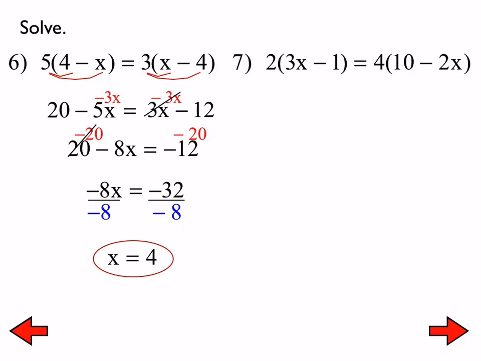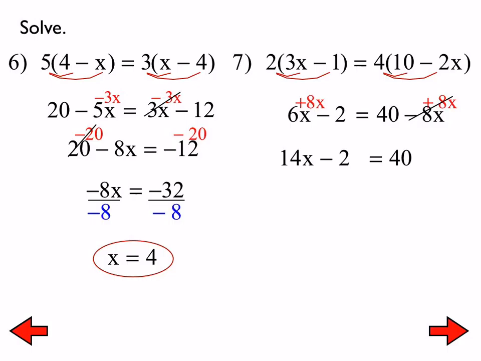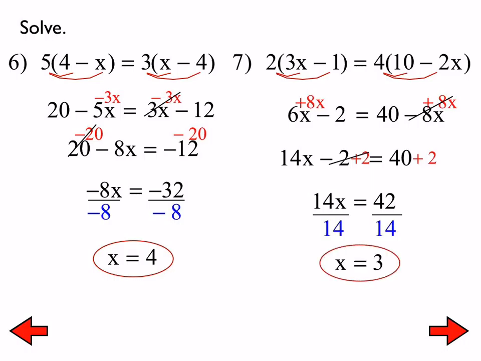Number 7, after you distribute, we have 6x minus 2 equals 40 minus 8x. So again, just to keep it consistent, x is all on the left side, I'm going to add 8x to both sides. So that we have 14x minus 2 equals 40. Add 2 to both sides. So we have 14x equals 42. Divide both sides by 14, and we have x equals 3.